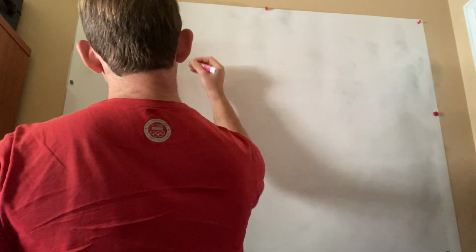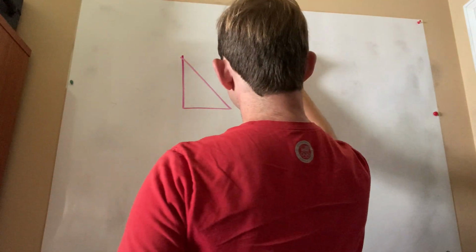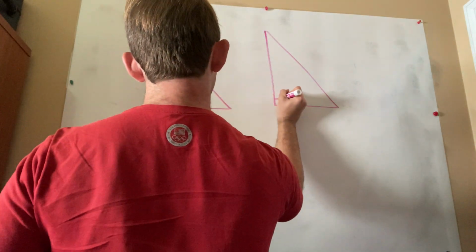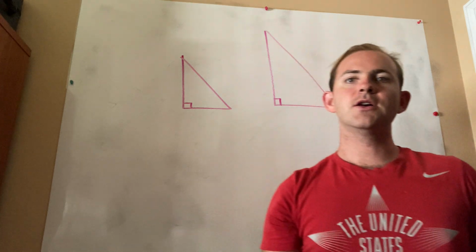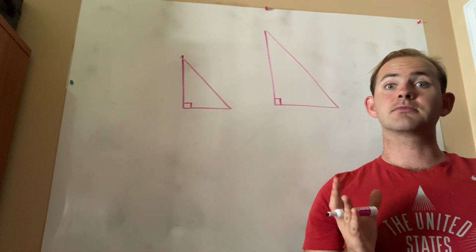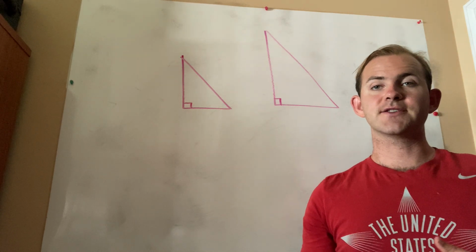All right, just to give you guys an idea of what I'm talking about. So here's a triangle. And here's a bigger triangle. Now, notice something important. These two triangles are, well, we would say similar. One's kind of like a bigger version of the other.